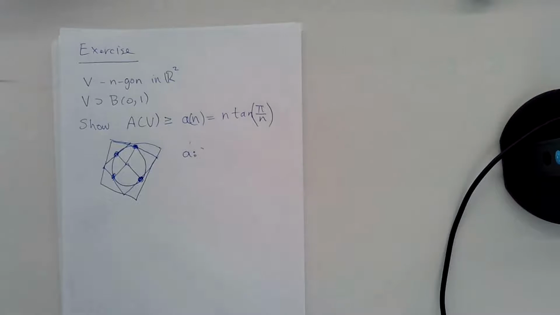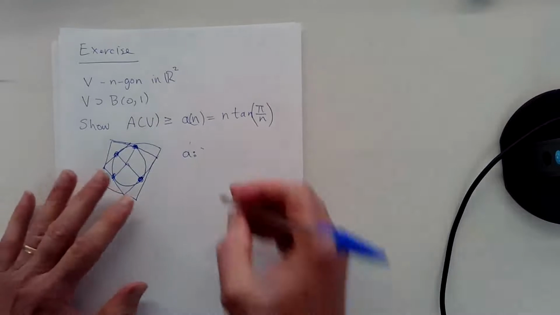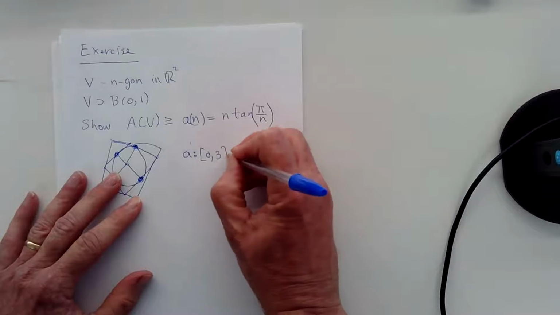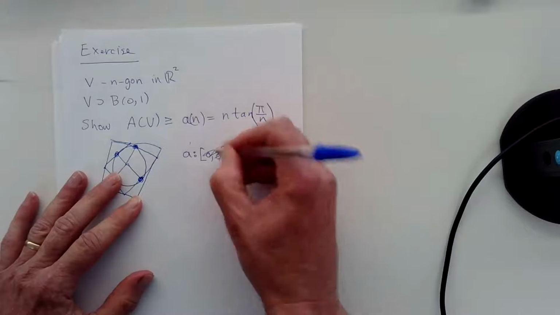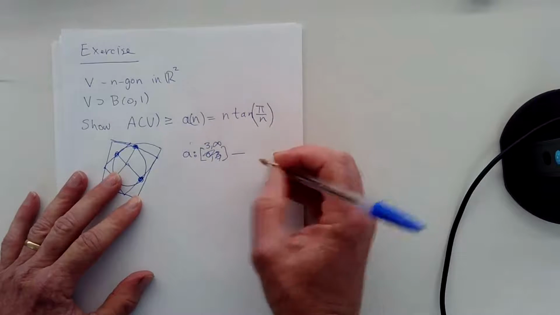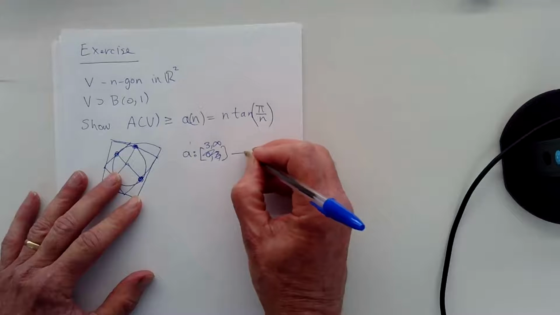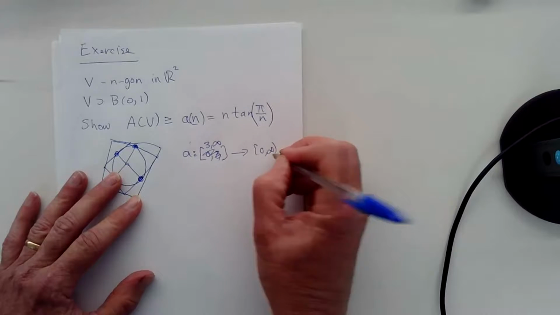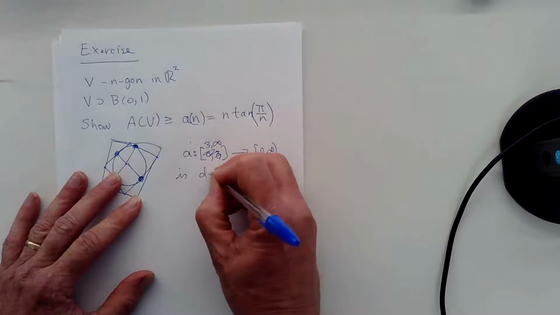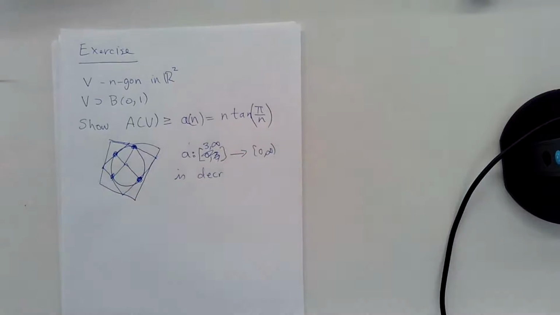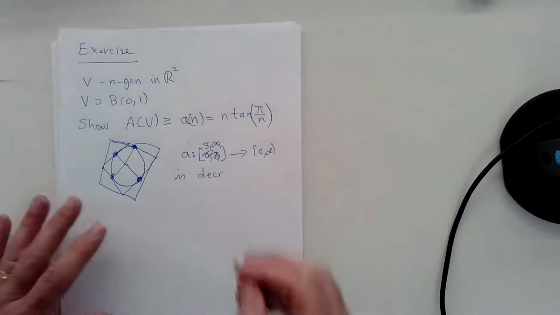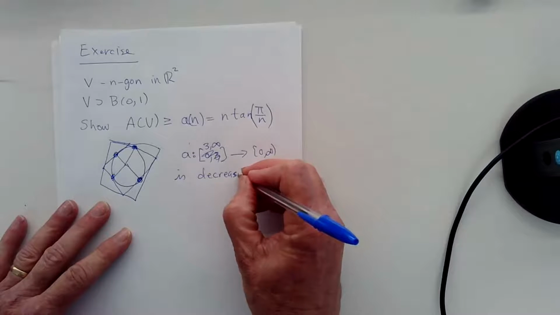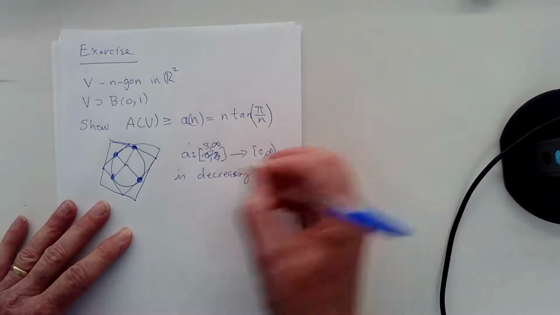The smallest n we'd be interested in is 3. A is defined on 3 to infinity, well, to whatever, and is decreasing. So the area decreases as you increase the number of sides. Decreasing. And convex.